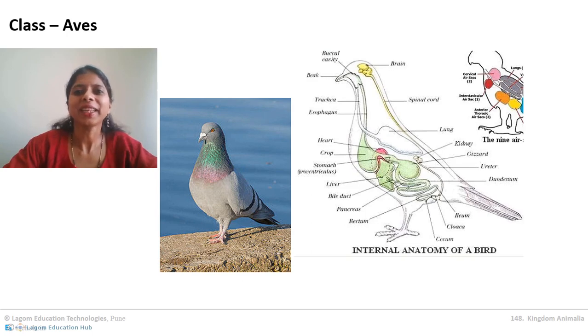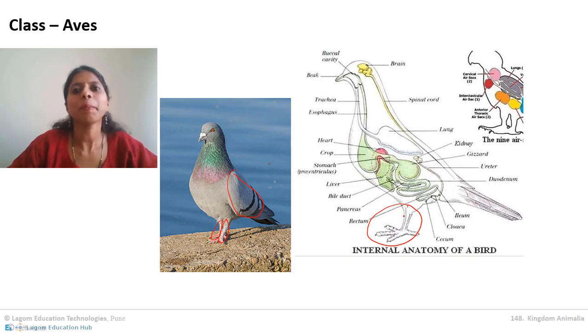So let us begin. The first characteristic is that this class includes all the birds. And a very important characteristic of Aves is that its fore limbs are modified into wings. Now see, whatever legs we see in the pigeon, these are basically its hind limbs. Here, this is the hind limb.